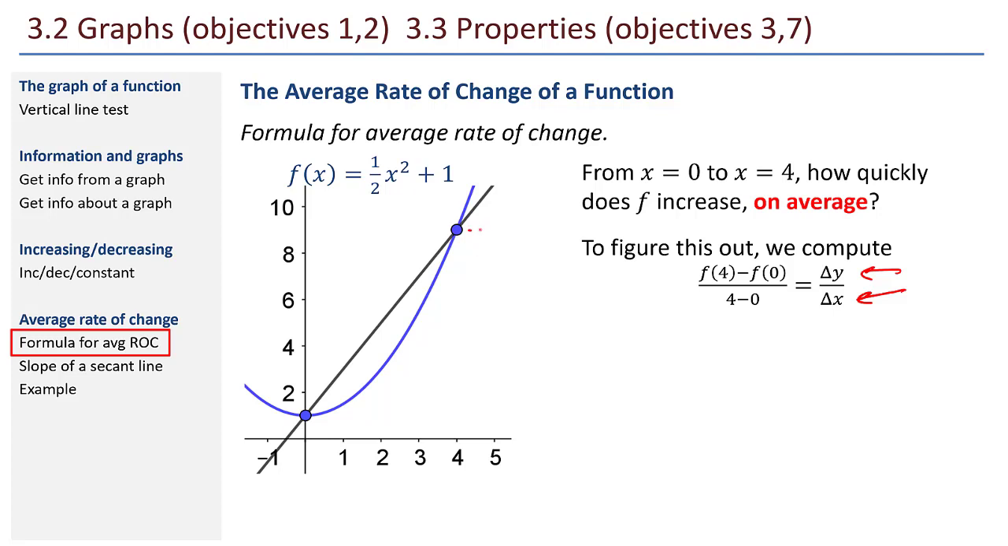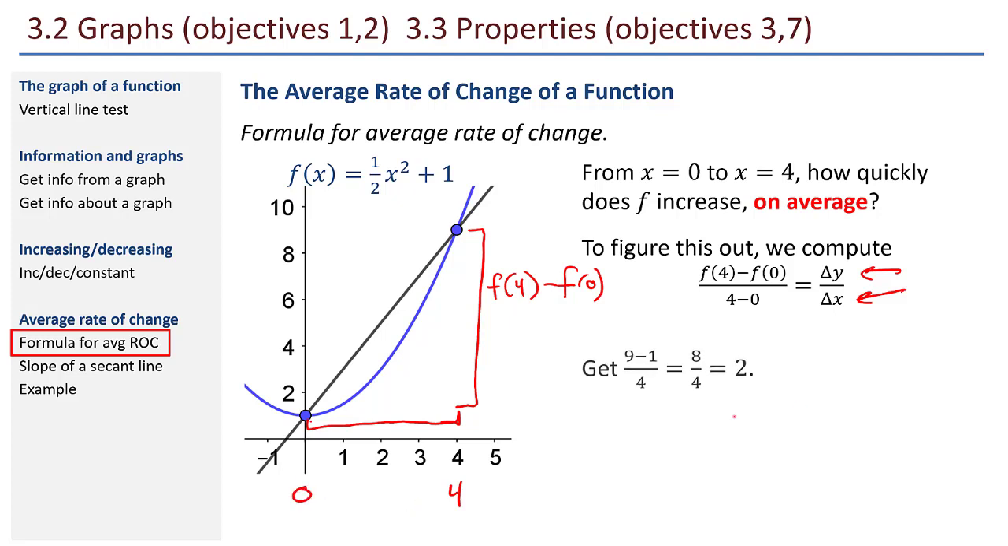The y values have changed by a certain amount, and I can figure that out. That's my f of 4 minus f of 0. That's how much the y values changed. And the x values changed a certain amount also. How much did my x values change? Well, that was 4 and 0. So by figuring that out, I get 9 minus 1 over 4. That's 8 over 4, which is 2. So that tells me that this function is changing on average by 2.